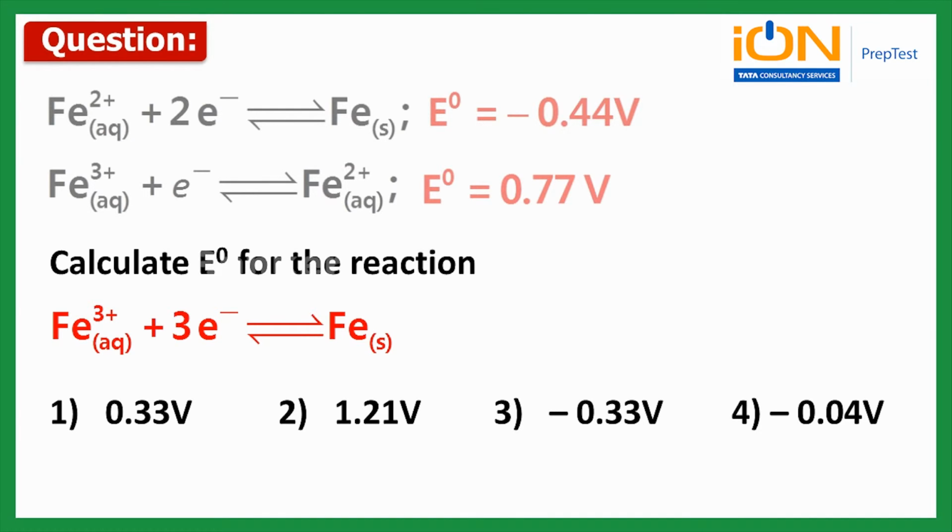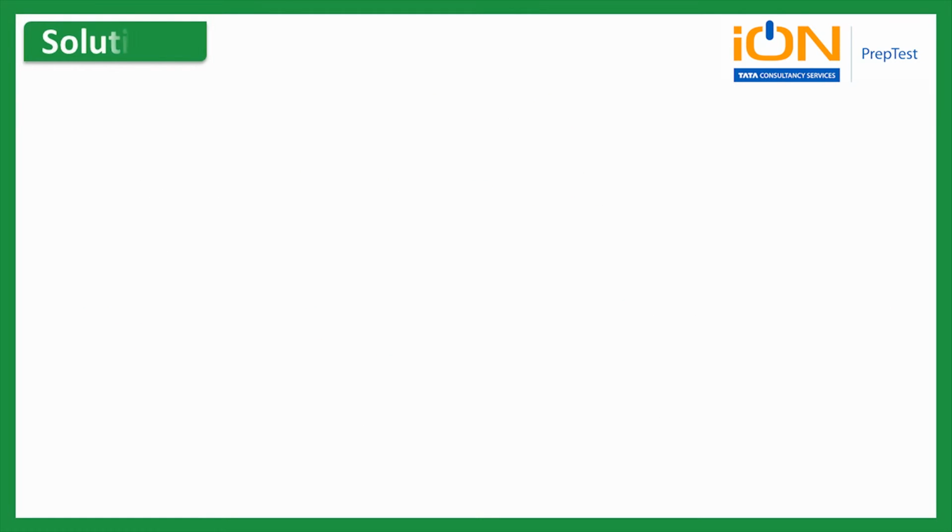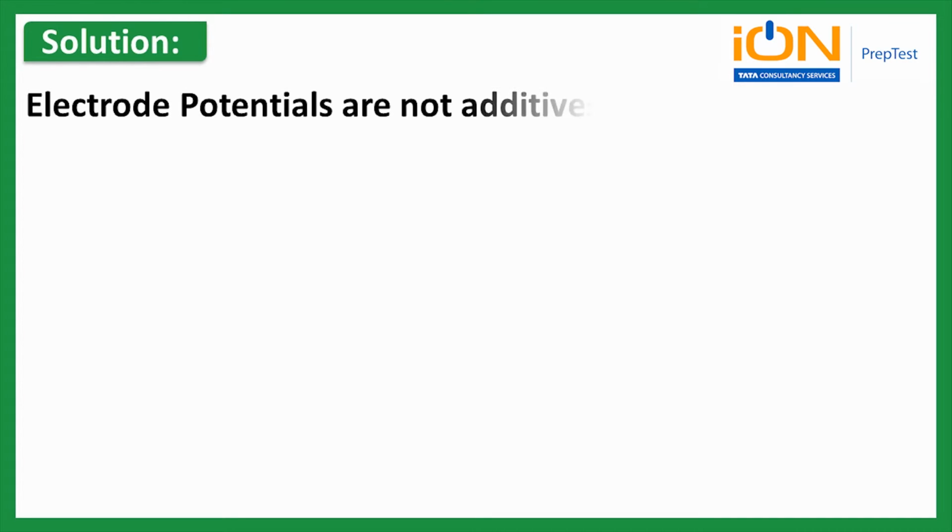So what we need to do is transform E0 into another property which is extensive. So what we do is we transform it into delta G0, free energy change. And we can add the delta G0s for the two equations, and then we get the delta G0 for the third equation. From that, again we get back E0. Look at the way it is done. Look at the solution. Now electrode potentials are not additives.